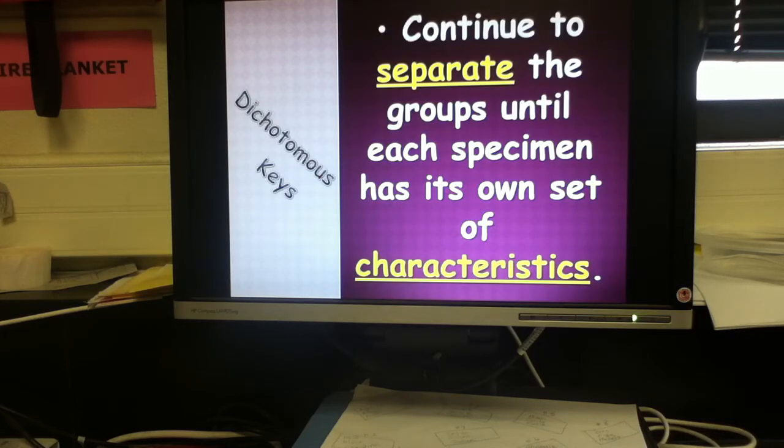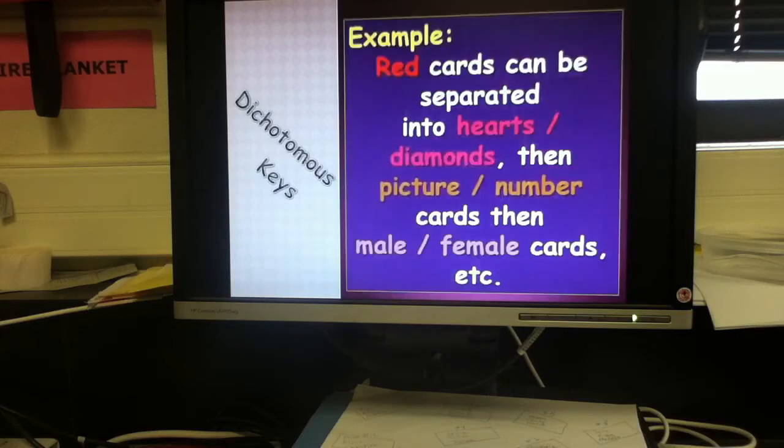You would continue to separate the groups until each specimen has its own set of characteristics. Keep in mind that when you're separating the groups, it will always be with two choices. Example, then your red cards can be separated into hearts or diamonds, then into picture or number cards, then male and female cards, and etc. You keep splitting the choices into two different categories or two choices, until you get down to your one final card.